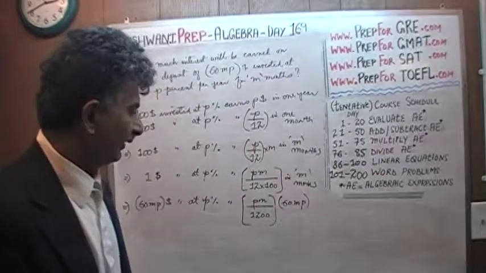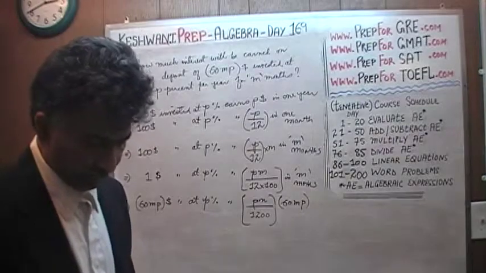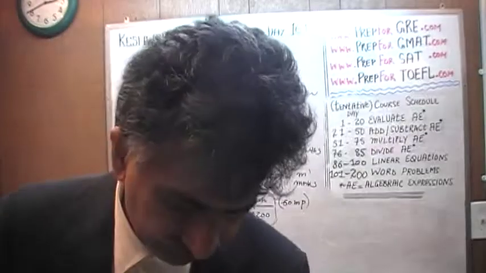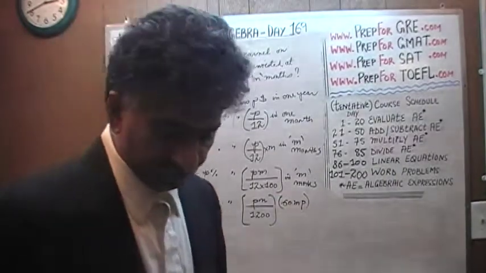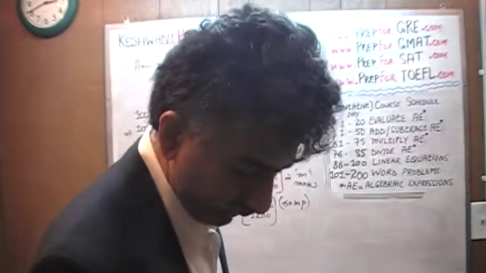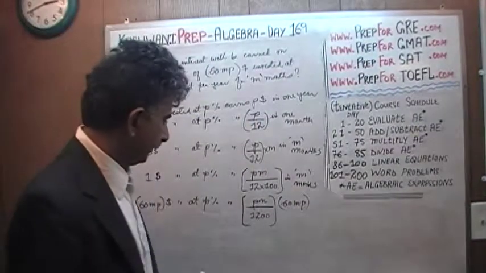That's it. That is our final answer. We just have to simplify it. We can't obviously leave it like that. We need to simplify it. So let's do the simplification now. But that is the answer. That is the amount of money that we'll earn if we were to invest 60 times m times p dollars for m months at p%. Let's simplify it.